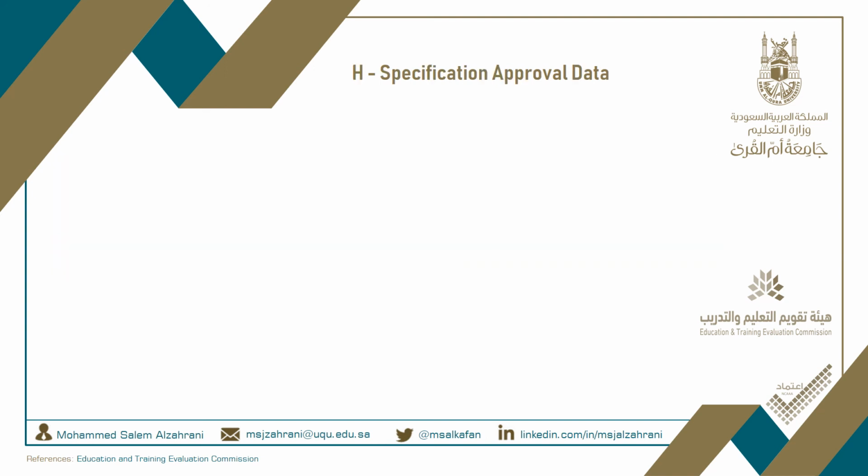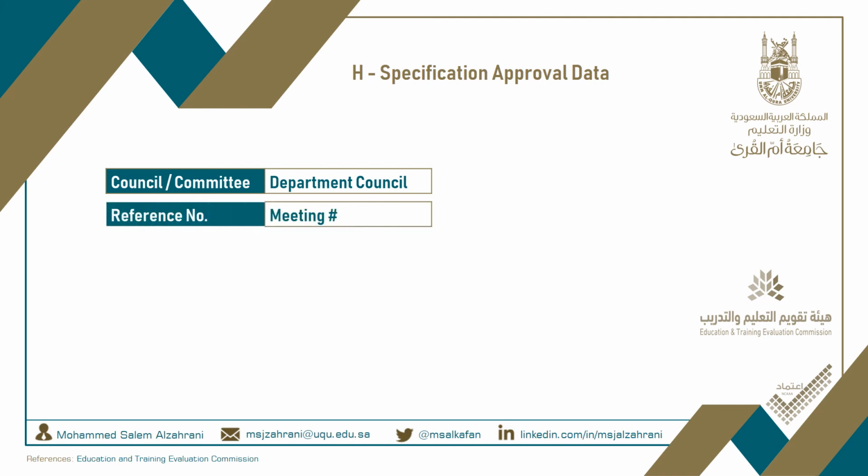Your form will not be official unless part H of this form is filled out, which is the specification approval data. In our department, it has to be approved by the department council, and you also have to write the meeting number for that department council meeting and also the date for that.